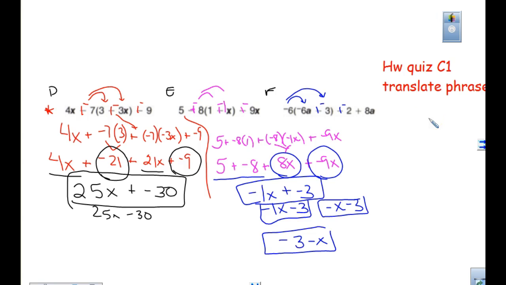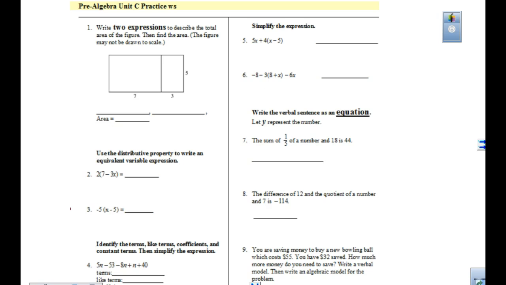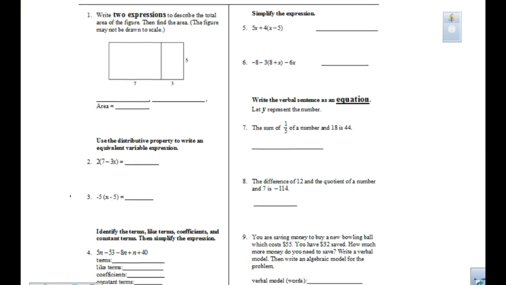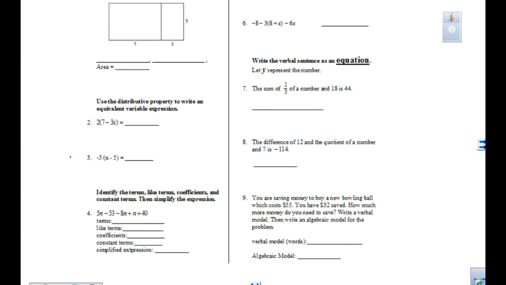It's on the translating phrases. But before we do that, I want to hand out a couple of papers to you. On Thursday, because we don't have school Friday. So, when you are looking at this, you are looking at writing these out, okay? And as we do these, you're writing these different models. So this is very similar to what your quiz will look like.